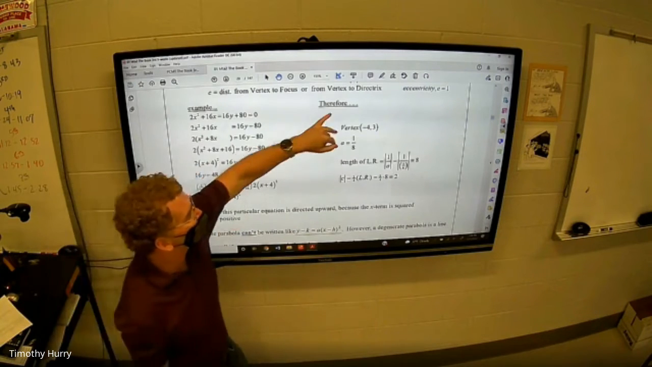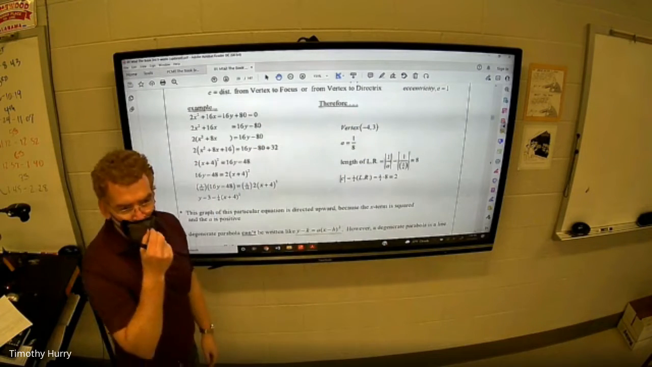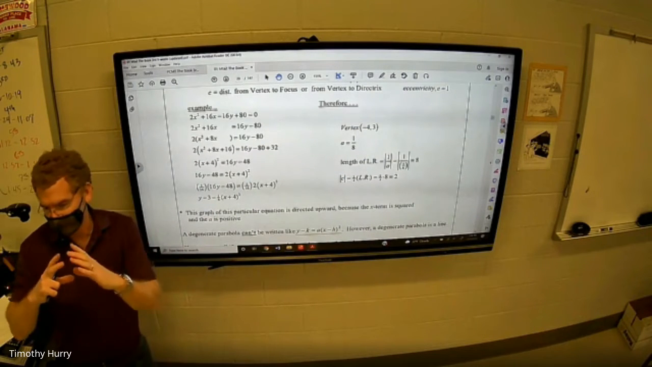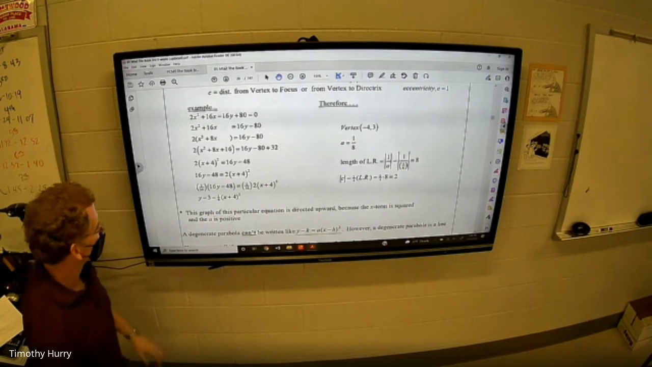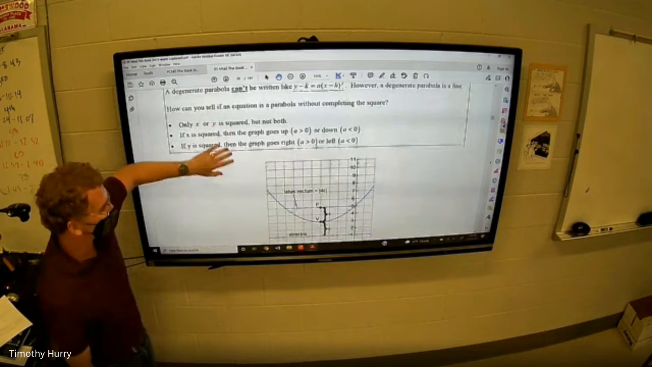So please memorize that eccentricity is 1 on parabolas. And on circles, it's always 0, which should be easy to remember because circles are in the shape of 0. So all of that said, let's just talk about some of these.